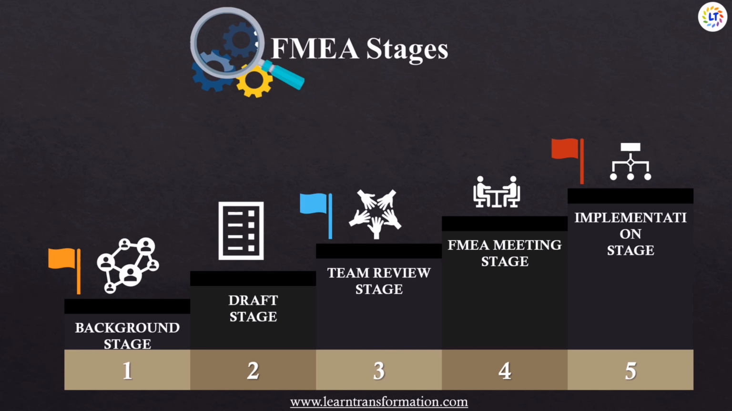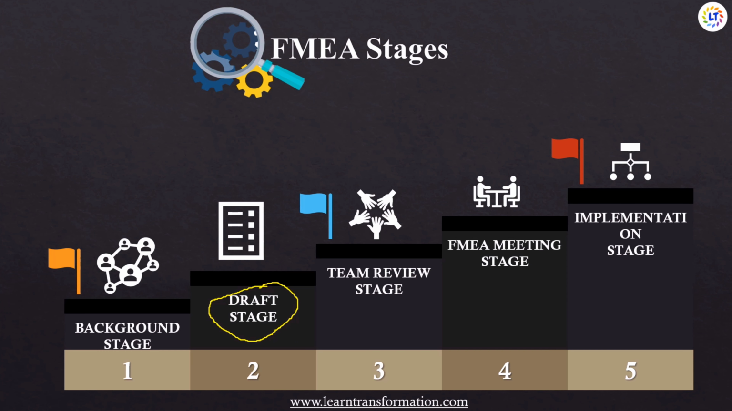The second stage is the draft stage. In this stage, the team leader drafts the following parts of the FMEA form: items or requirements columns, potential failure modes, potential effects of failures, potential causes of failure, and current controls. This draft is then distributed to the team along with the background data.